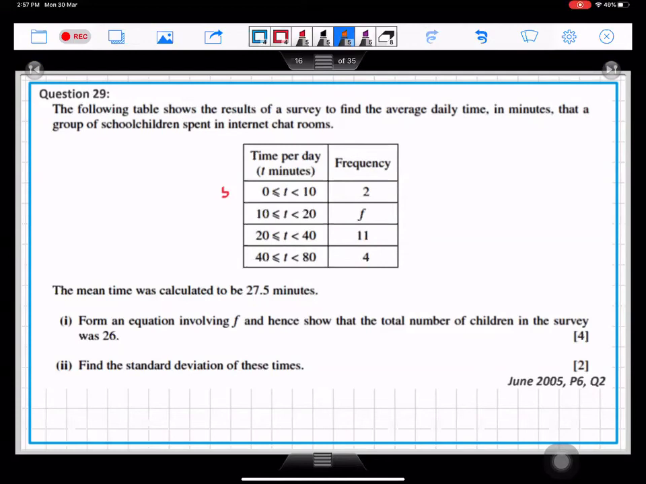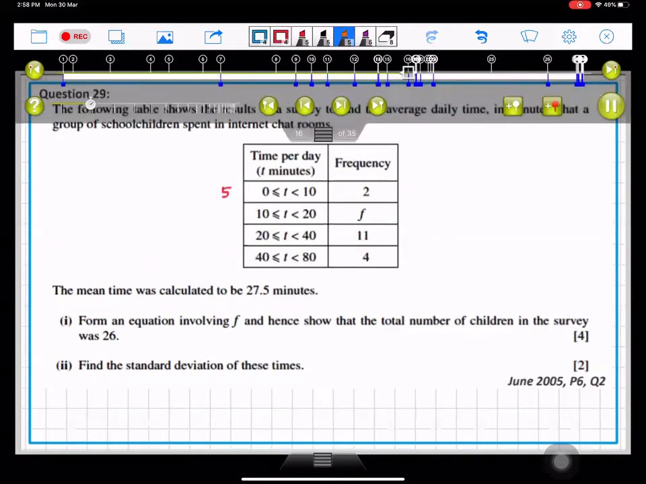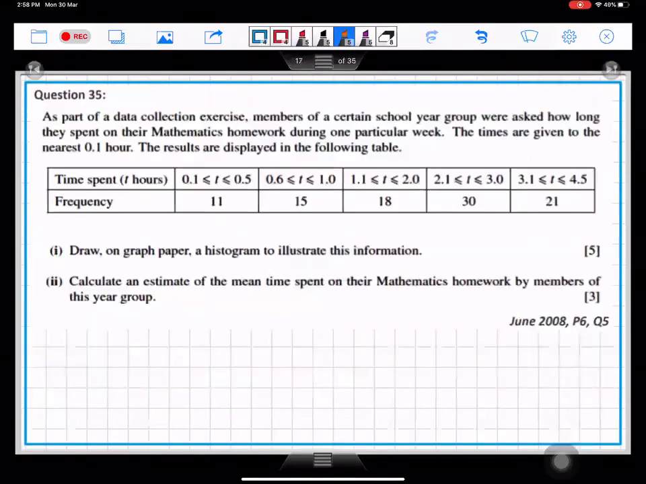This is not a histogram question, but a simple frequency distribution question. So this is X, this is F. Apply the formula X bar, which is sigma Fx over sigma F. This question is just a simple one.